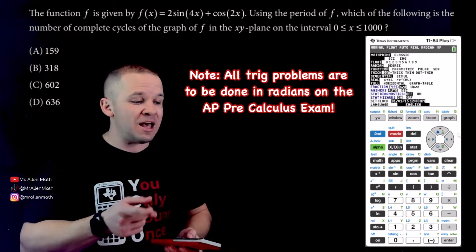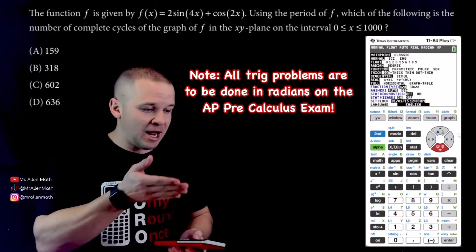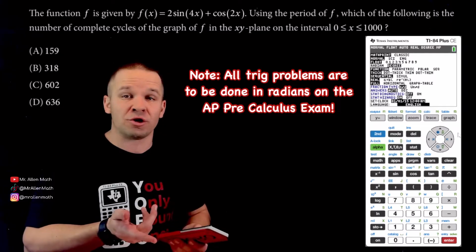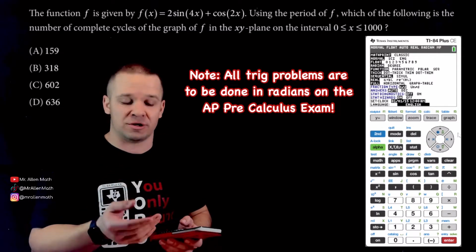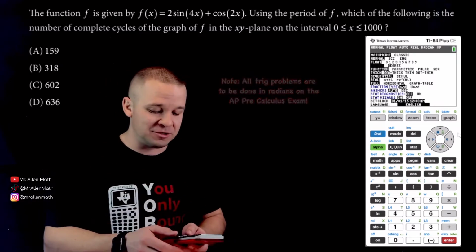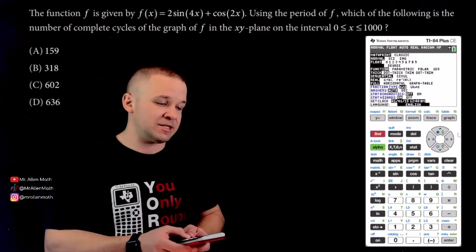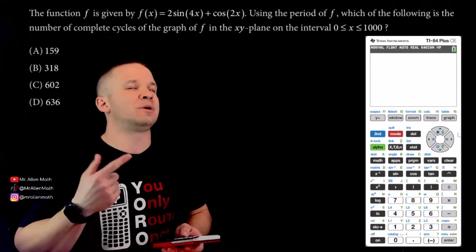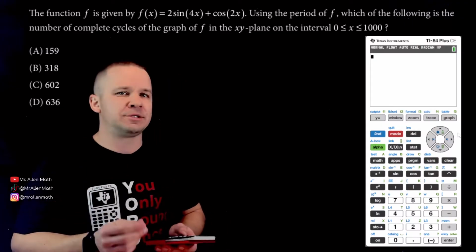So hit mode, and then if I arrow down, I don't have to arrow down, but I am in radian mode here. If it were already in degree, then I'd have to hit enter on radian, make sure it's in that one. Double check that the day of your test, right? Before you start using it on the test. It's got to be in radian mode. It's written in the directions, but easy to miss when you're amped up about the exam.